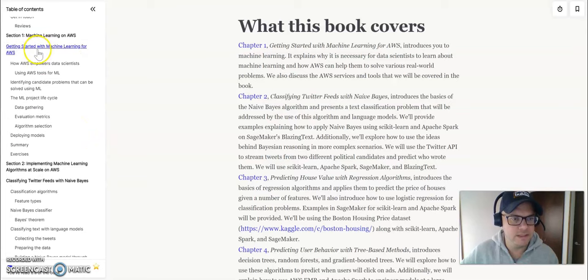So basically, this chapter is about how AWS empowers data science. They use AWS tools for machine learning. How do you identify the problems that are going to be solved with machine learning? The machine learning project life cycle: data gathering, evaluation metrics, algorithm selection, and deploying models.